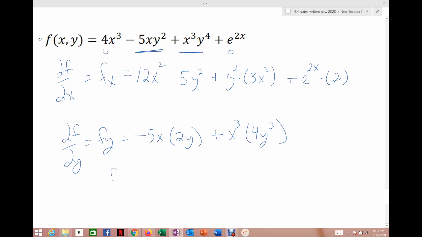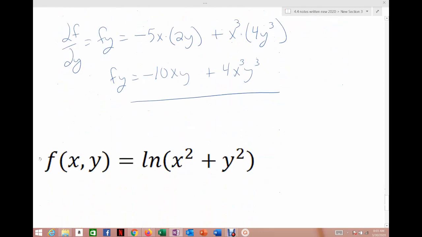And again, not a huge deal, but I will clean this one up a little bit. I'm going to take the 2 times the negative 5 to get negative 10xy, and I'm going to move the 4 to the front, just because it's a little more proper to write it that way. Right? And there's the derivative of that function with respect to y.